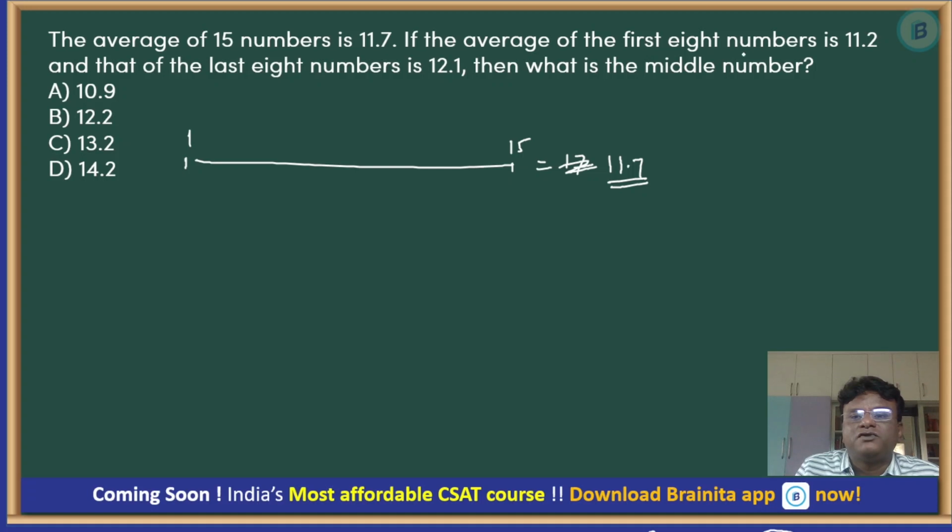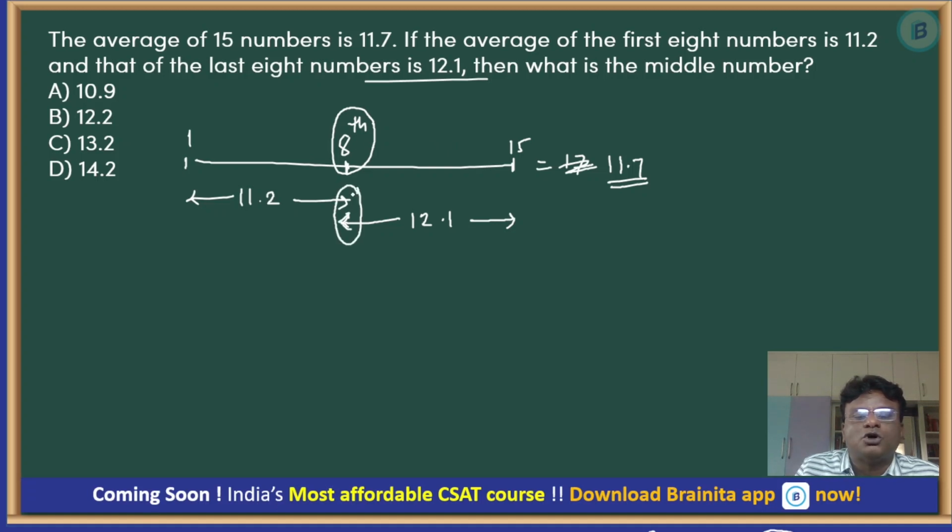If the average of the first 8 numbers is 11.2, so this is the 8th number, average here is 11.2, and that of the last 8 numbers is 12.1. So the last 8 numbers again start from this number. See, 8 and 8 is 16, but we have only 15 numbers. That means the 8th number, in the last 8 and first 8, this number is common in both.